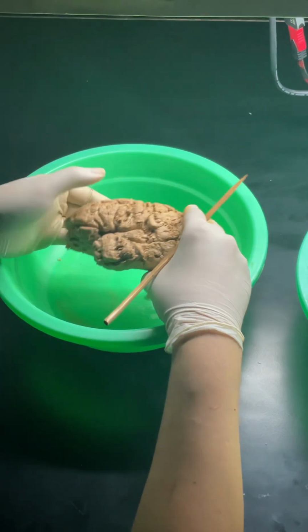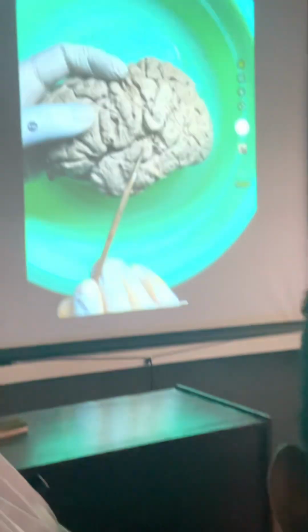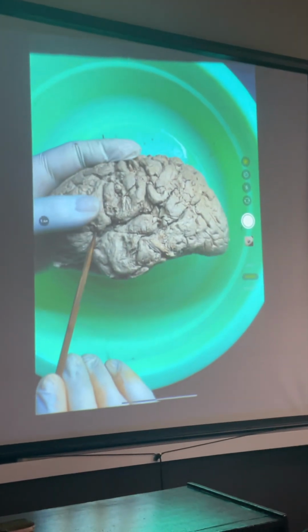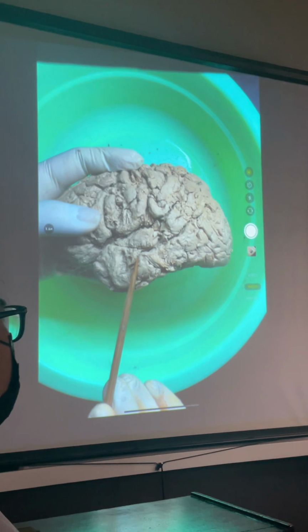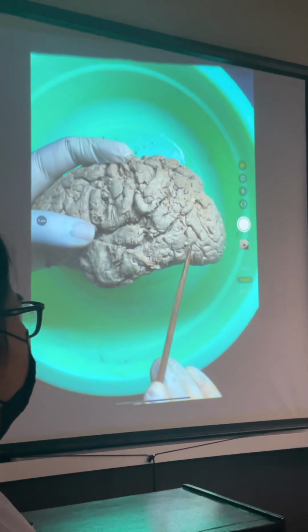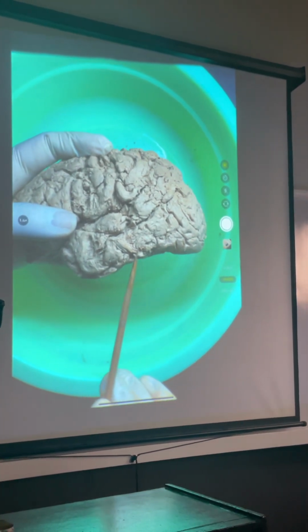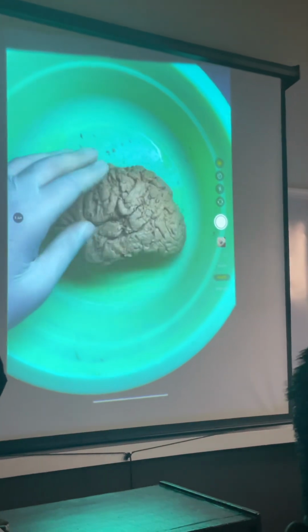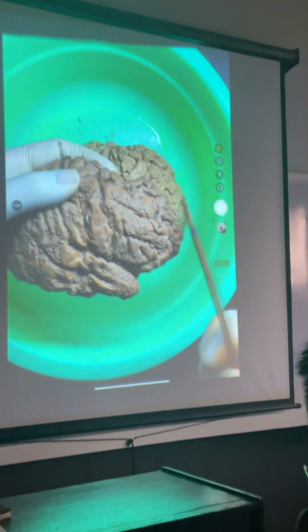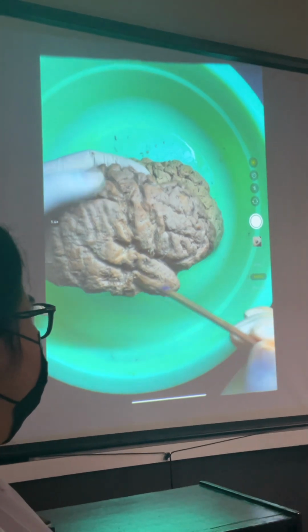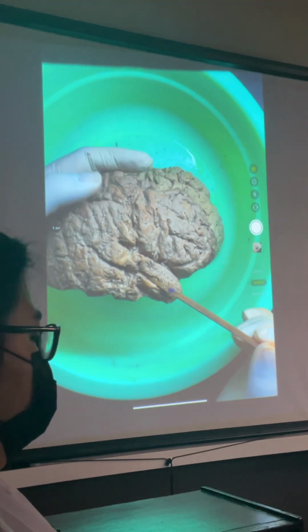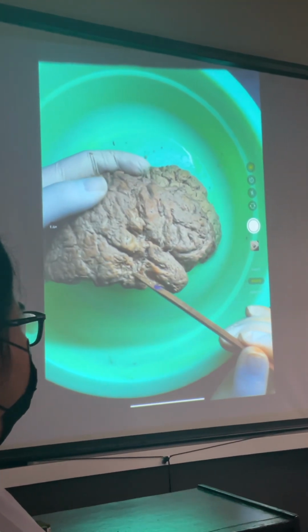Now, next is the temporal lobe. From the sylvian fissure, you have two sulci. This is the superior temporal sulcus, and this one here is the inferior temporal sulcus. Let me see if we can look at it on another model. You have the sylvian fissure, then the superior temporal gyrus, and the inferior temporal gyrus over here.